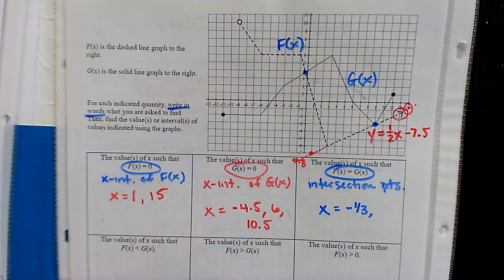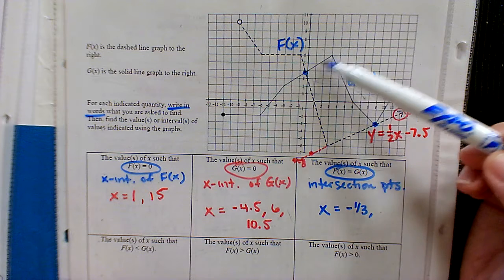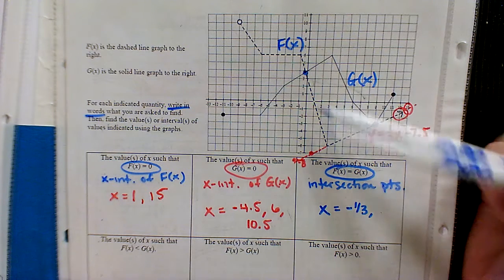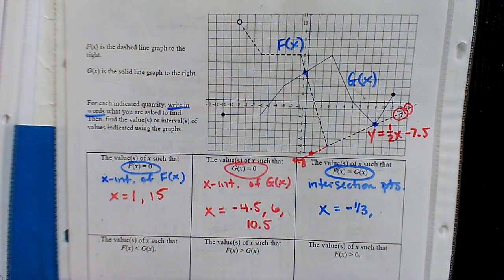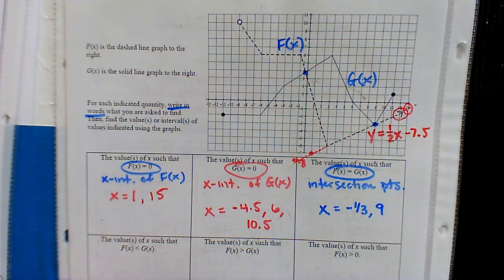I mean, if we wanted to, we could be really exact, right? We could figure out the equation of the solid line at that point and the equation of the dotted line at that point. We could set them equal to each other and figure out the x value, but that would take us some time, right? We could. I know we could. But for time purposes, we'll just go with that approximation. Looks like the other intersection point is 9.